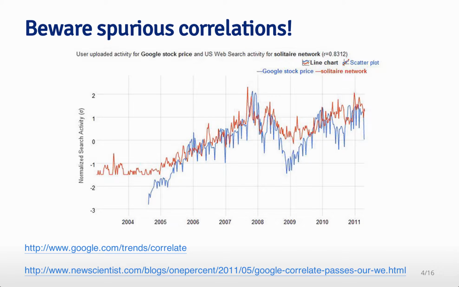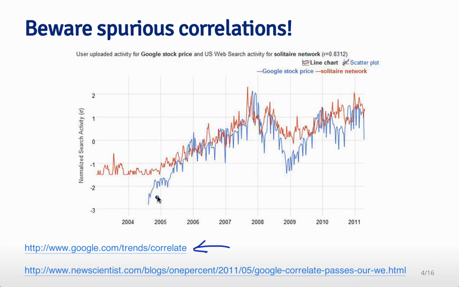So one thing to be aware of is that you have to be careful of spurious correlations. So time series can often be correlated for reasons that do not make them good for predicting one from the other. If you go to Google Correlate, you can correlate the frequency of different words over time.